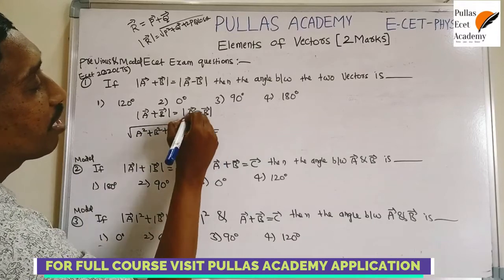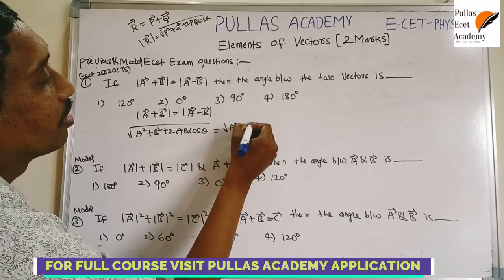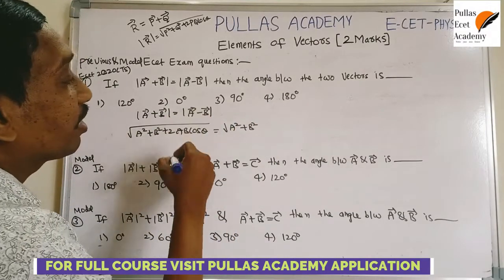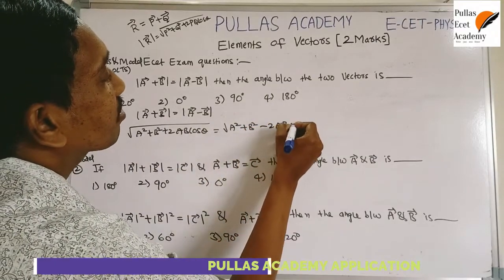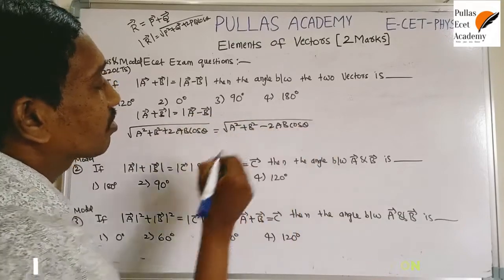It is similar here, its resultant is also similar: A square plus B square. So what does minus stand for? Here the angle between them is 180 degrees, that is 180 minus theta, that's why you get minus 2AB cos theta. Just you get a negative sign for A bar minus B bar. Okay, now that's the difference.